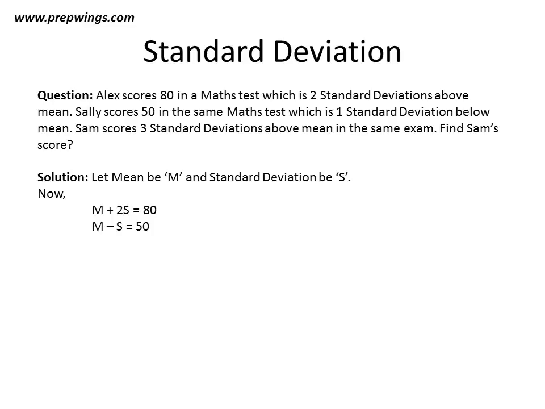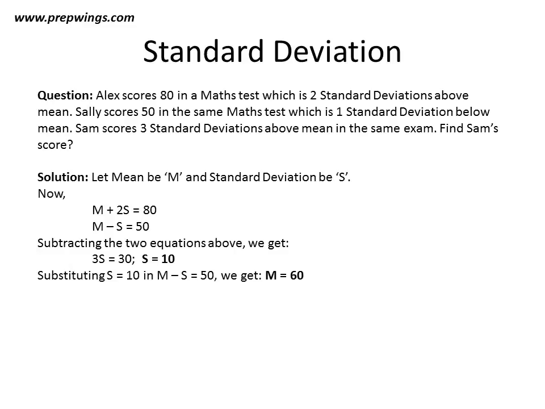Let mean be M and standard deviation be S. So M plus 2S is equal to 80. And Sally scored 50, which is 1 standard deviation below mean. So M minus S is equal to 50. Solving these two equations, we get S is equal to 10 and M is equal to 60. So we know the mean is 60 and the standard deviation is 10.